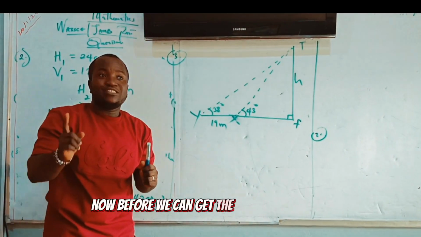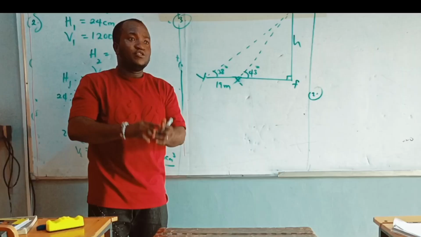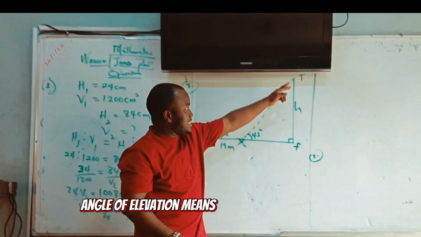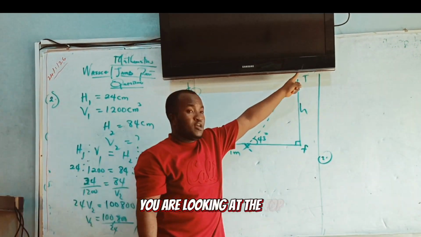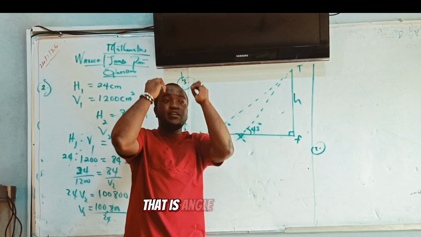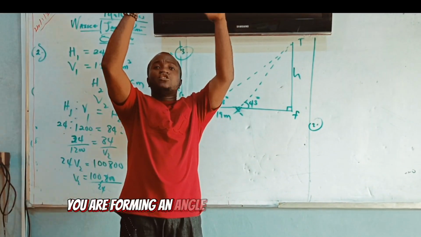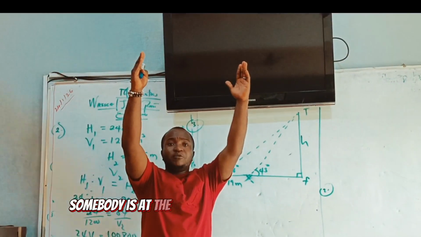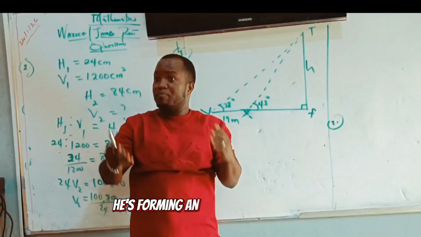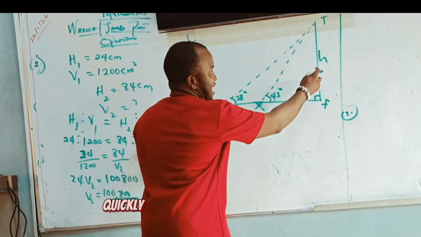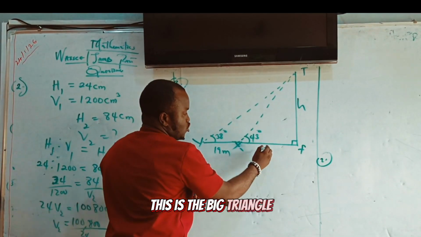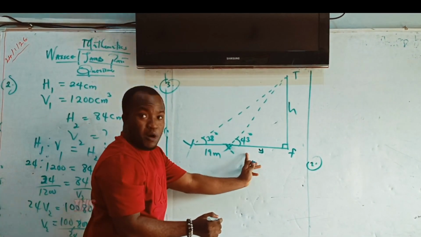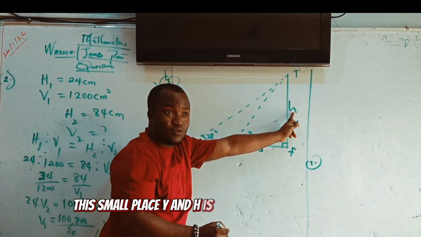Now before we can get the height of the tree, angle of elevation means you are looking at somebody at the top of the building. You are forming an angle to the top of the building. Somebody at the top of the building looking down is forming an angle of depression. So quickly, to get the height, this is the small triangle, this is the big triangle. Let's call this small distance y, and h is what we are looking for.